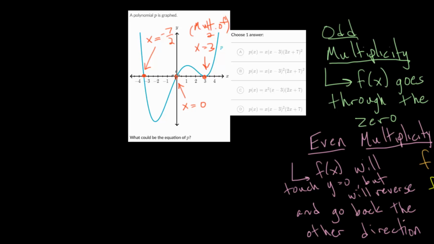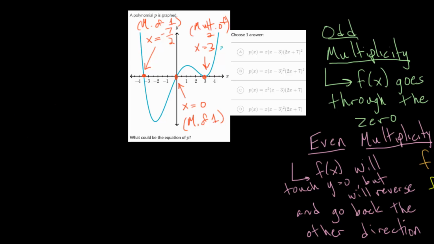Since if it goes through, like at 0 and minus 7/2, we know that's odd multiplicity. In fact, these behave like lines if you look really close to these points. And so it's going to be multiplicity of 1. If you want to write that, you certainly can. We'll just say m of 1 just to keep it short. And same with this one. This one has multiplicity of 1.